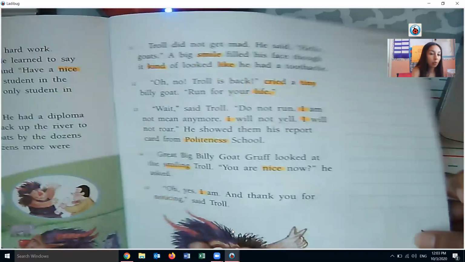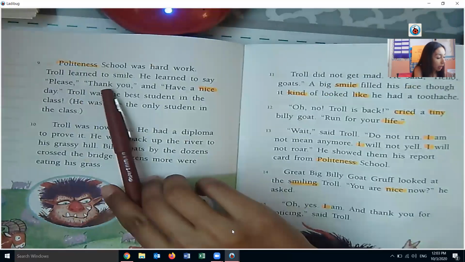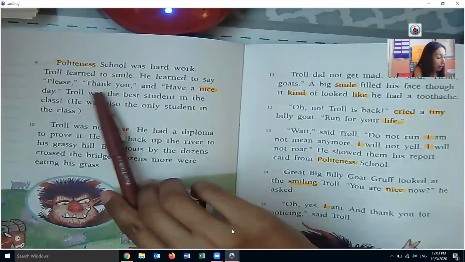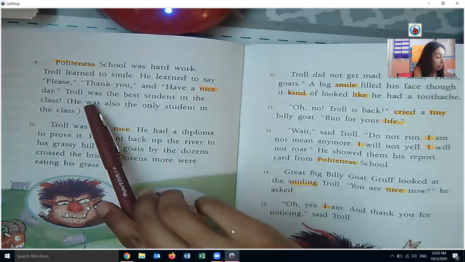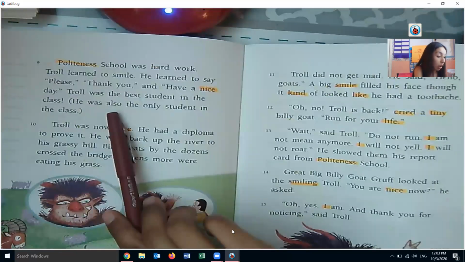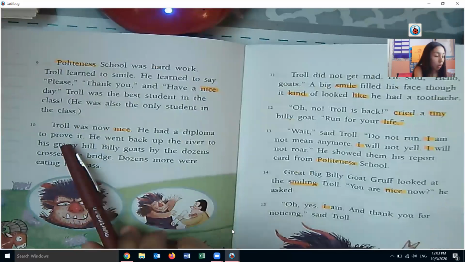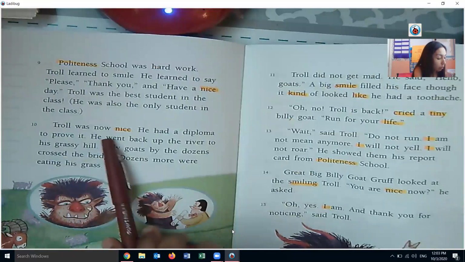Politeness school was hard work. Troll learned how to smile. He learned to say please and thank you and have a nice day. Troll was the best student in the class. He was also the only student in the class. Troll was now nice. He had a diploma to prove it.